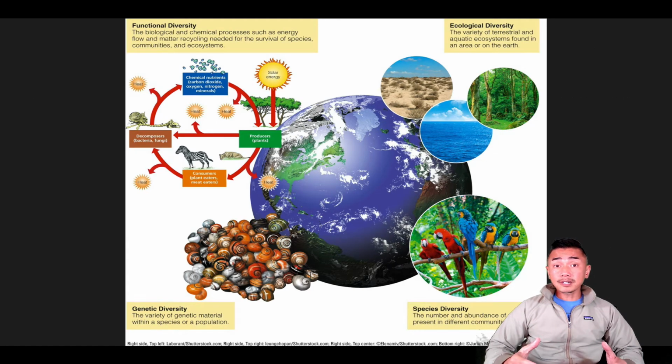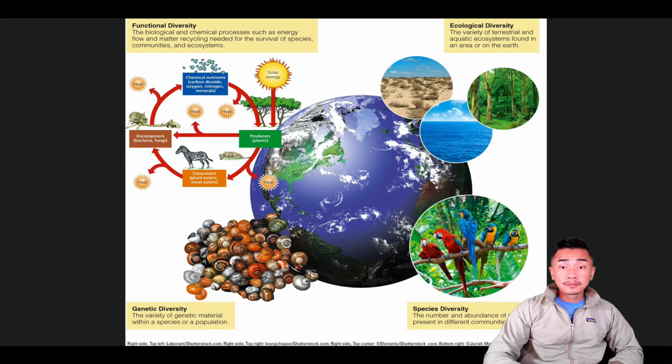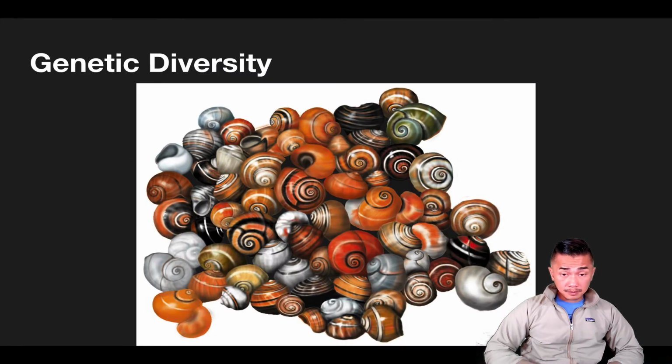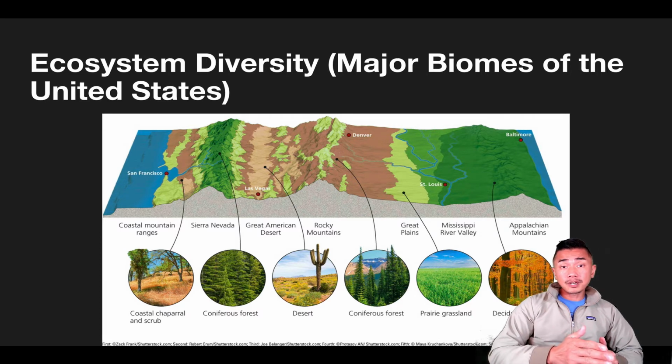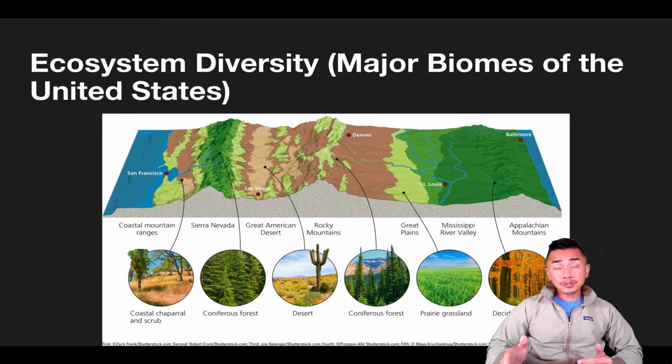This infographic summarizes the different ways that we can break down and look at biodiversity. The shells of these marine snails demonstrate genetic diversity. If you travel from the west coast of the United States to the east coast, you'll travel through many different types of ecosystems. This demonstrates the ecosystem diversity of the United States.